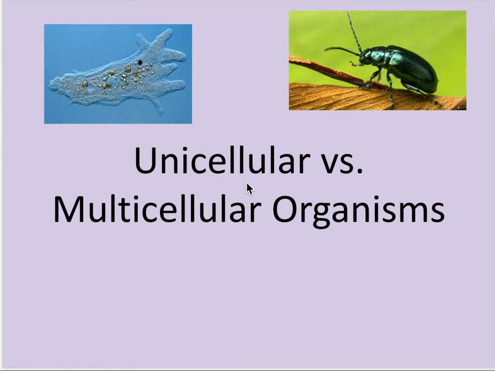Girls, this week we are going to start talking about organisms and cells. And organisms are either unicellular or multicellular. So unicellular means one cell. That's a one-celled organism. And multicellular means there are multiple. There are more than one cells that make up that organism. And we're going to learn about those now.